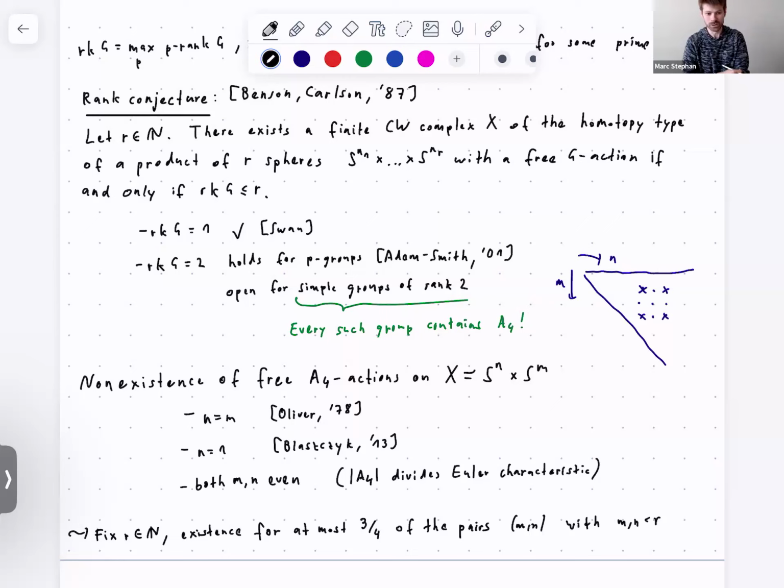And what we're going to show is that the percentage of the pairs where one can have a free A4 action actually goes to 0 when this r goes to infinity. So we'll provide many more obstructions.